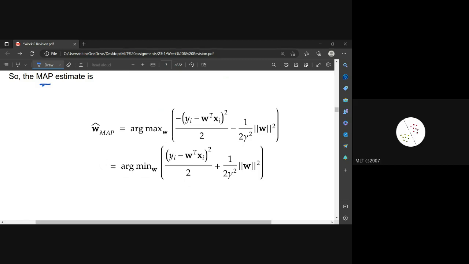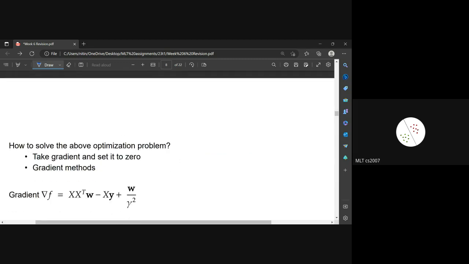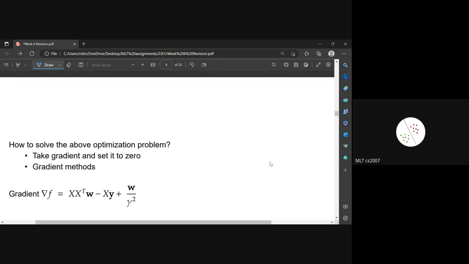Okay, so we have come again with this optimization problem that we can easily solve. Again, it's a nice function, a quadratic function in W, right? So what are the ways to solve this optimization problem? We have seen two methods, right? One is to take the gradient and set it to 0, or use gradient methods, where we start with some random point and then move in the direction of the minima, right?